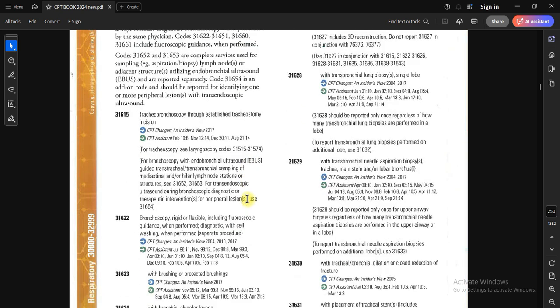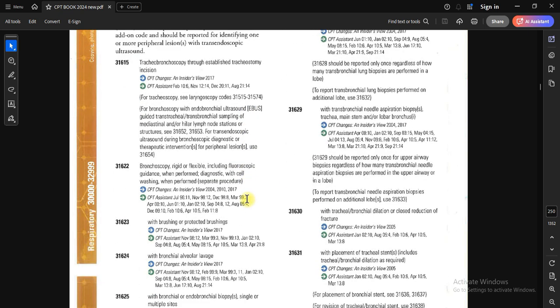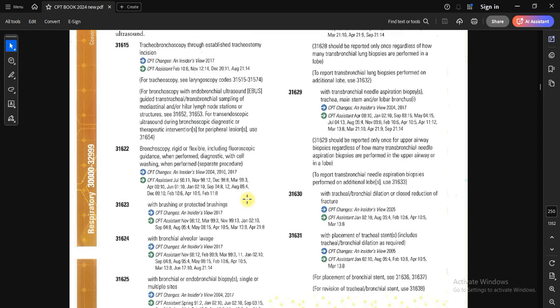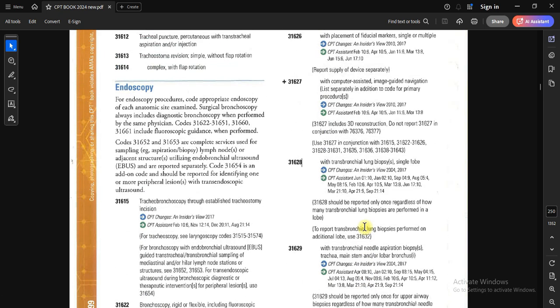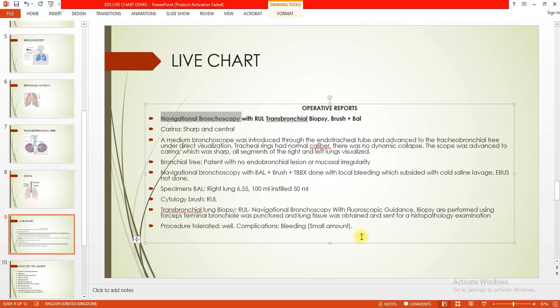So total how many codes are there now? Four codes. What are those? 31623, 31624, and the add-on primary 31627, 31628. Perfect. So like that, we need to code these procedures.